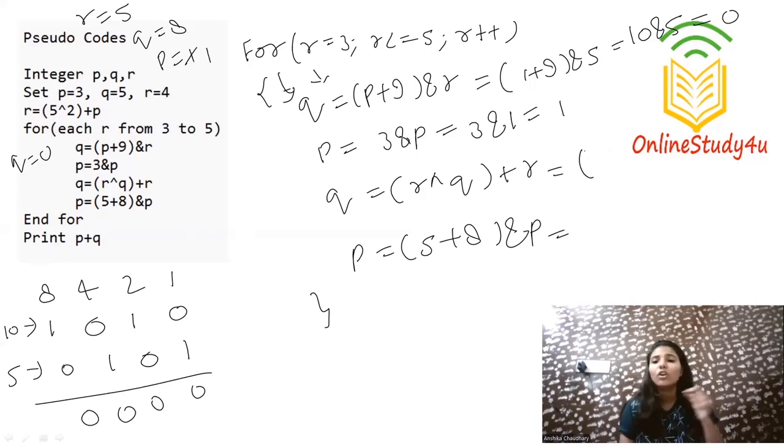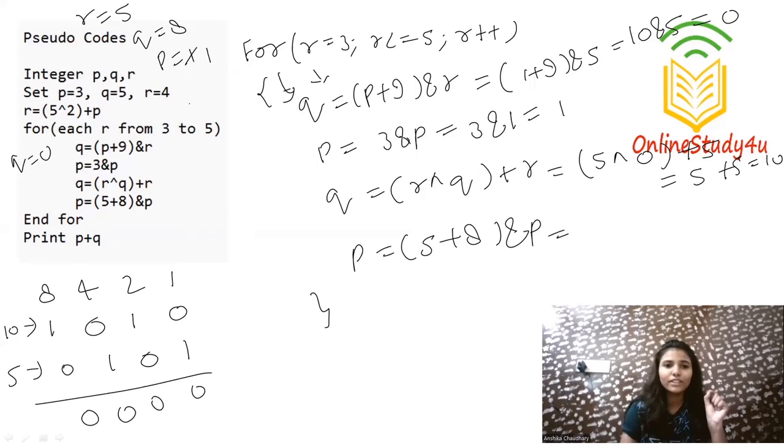So what is the value of r this time? R is 5, zor q is 0 plus r is 5. So this will be 5 zor 0 will be 5 only, plus 5, it will be 10. So this time q value is 10. P assigned 5 plus 8, it will be 13 and P, it will be 1 only. So P is again 1. So P is 1, Q is 10 and R is 5.